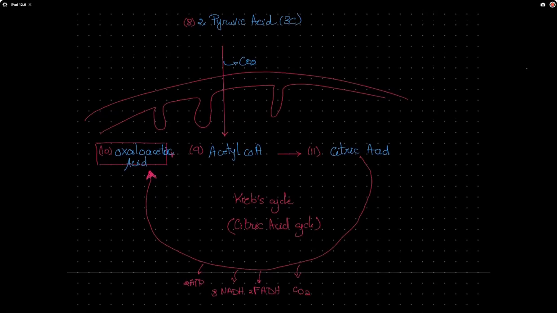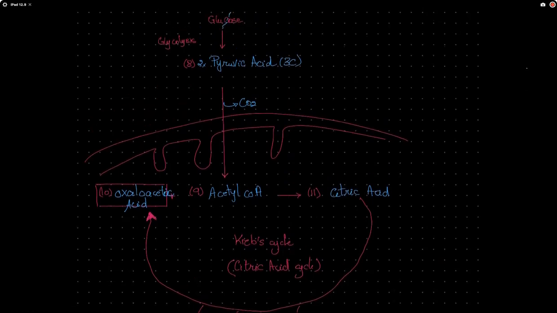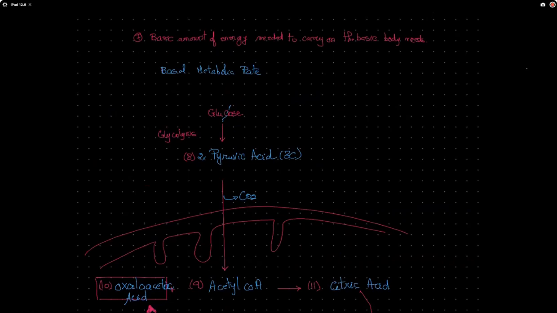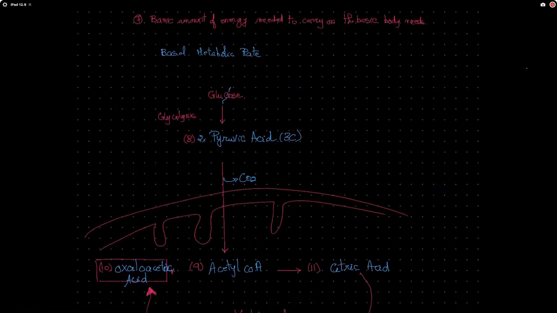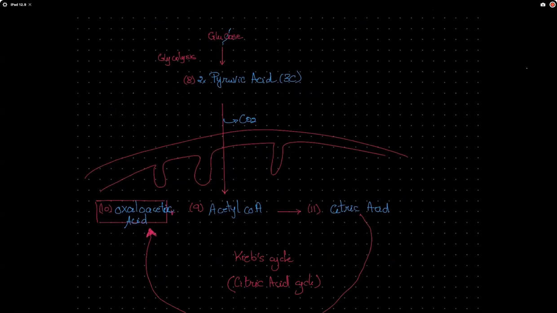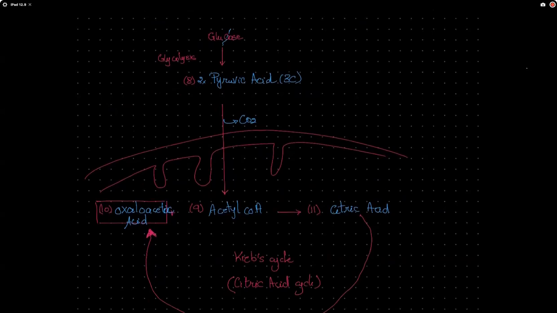Questions, questions. No, you just can list the answers. So you put number 7, basal metabolic rate, number 8, 2 pyruvic acid, 9, acetyl-CoA, 10, oxaloacetic acid, 11, citric acid. So just list the answers in the in-class activity document. All right. Questions?